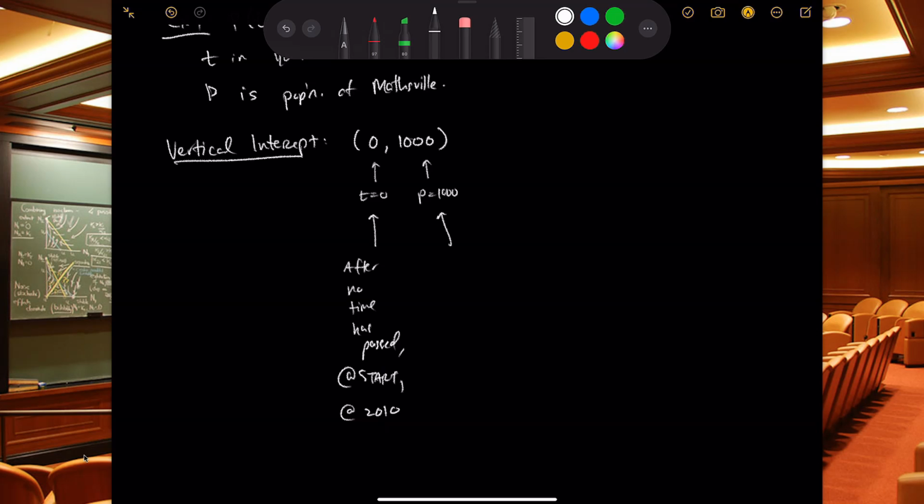And then over here we've got P equals 1000. What does this mean? 1000 people. So this means that there were 1000 people in Mathsville at this point.